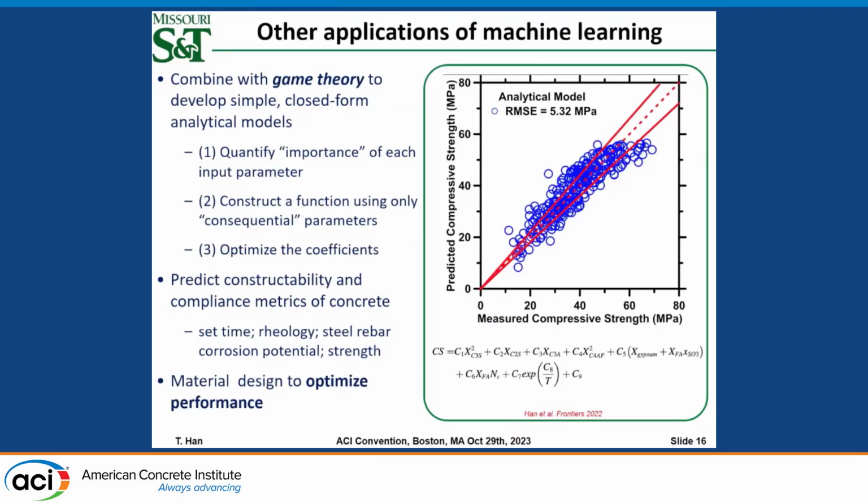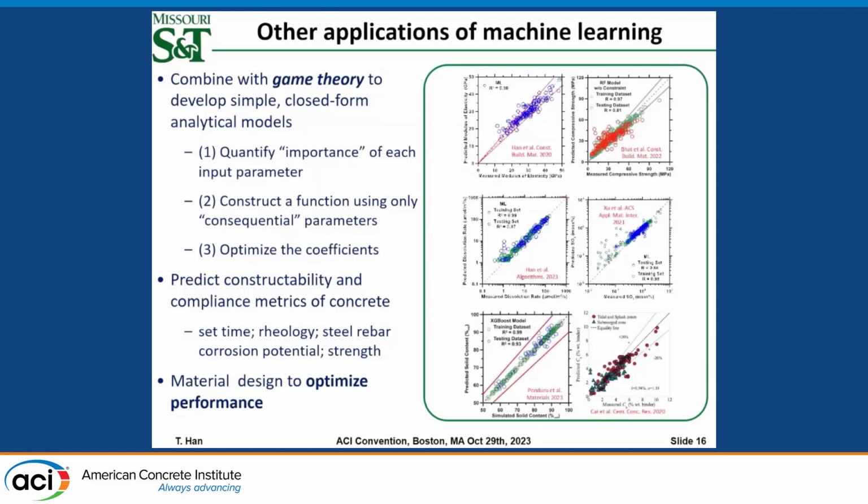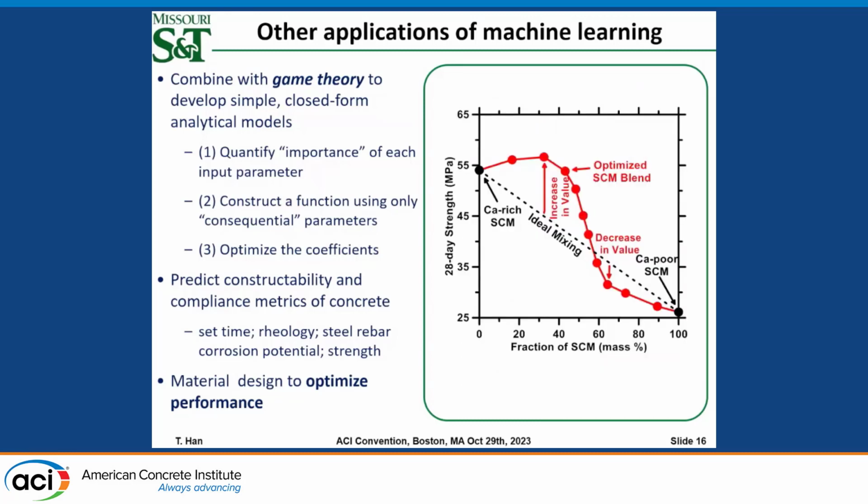And next, here are some other applications of machine learning. First you can combine it with game theory, then you can rank your variable importance to know which inputs are important, and then develop some analytical models. That's very important for some new materials that are not well studied, because it gives guidelines for researchers to find some correlations. Also, it can predict properties for other types of material like glass and ceramic here. Another amazing thing about the machine learning model is optimization. If you know the target properties, you can use the machine learning model to optimize your mixture design to satisfy your target properties.